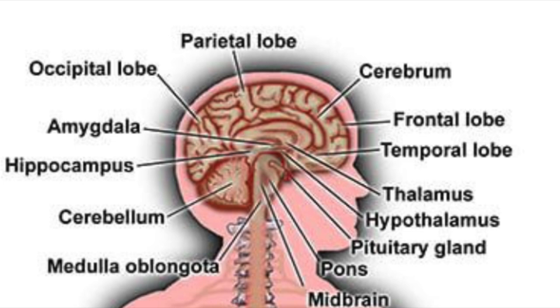We have cauda equina syndrome, compression of the spinal roots L2 and below, often due to intervertebral disc herniation or tumor. Features are radicular pain, absent knee and ankle reflexes, loss of bladder and anal sphincter control, and saddle anesthesia.